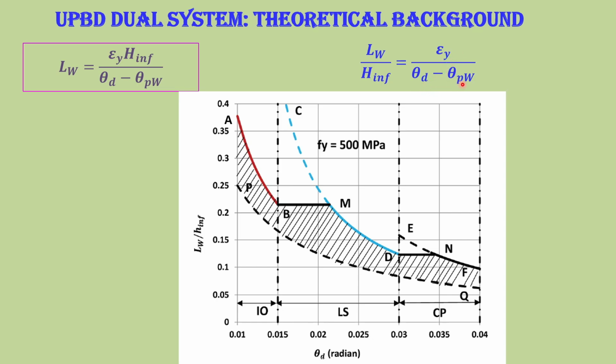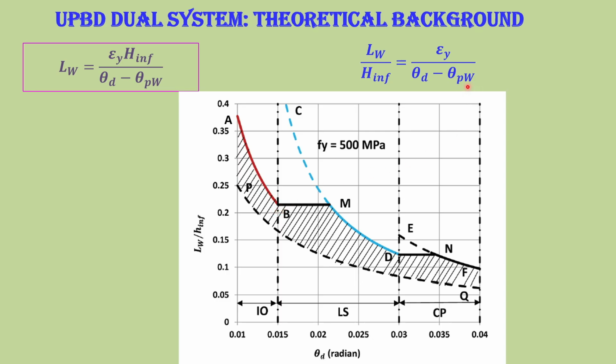Theta D is your design drift, and theta PW you take as per the performance level, the plastic rotation of the wall. Suppose I take theta PW corresponding to the IO level of plastic rotation. Then theta D I can vary and I get some numerical values on the right hand side, and the left hand side is this. So from here to here if I vary, I get this curve AB from 1% drift to 1.5% drift, AB. Fine, there is no problem.